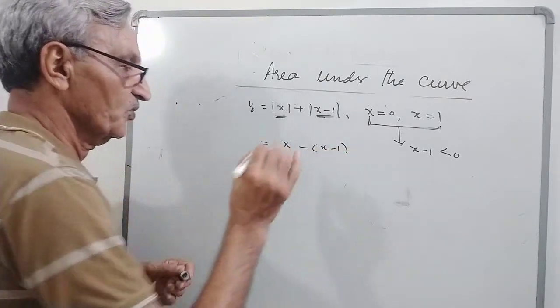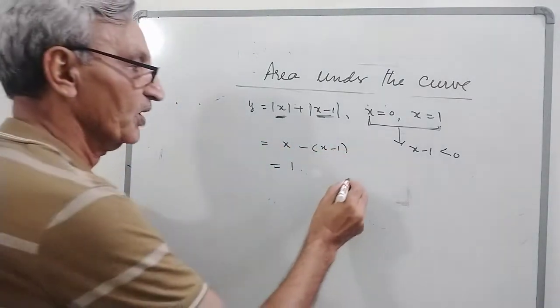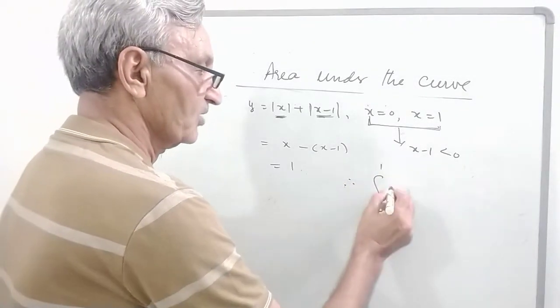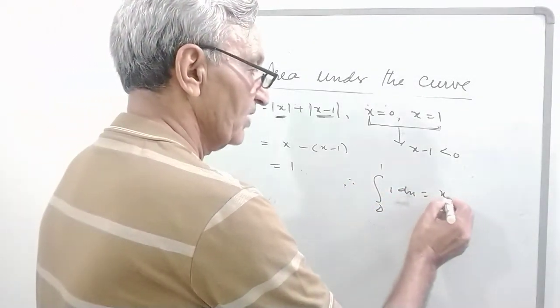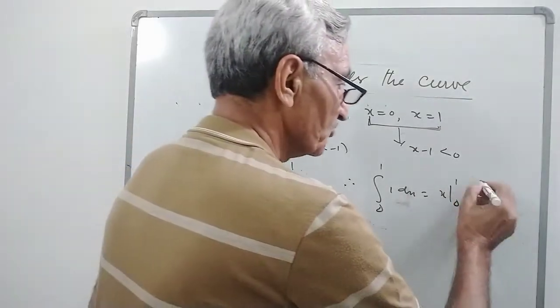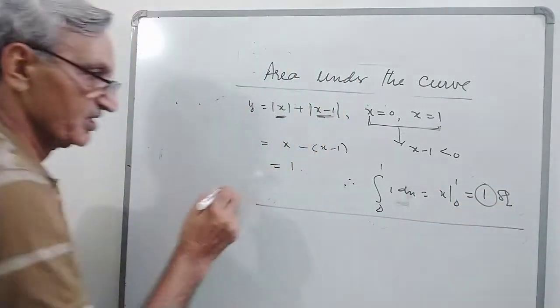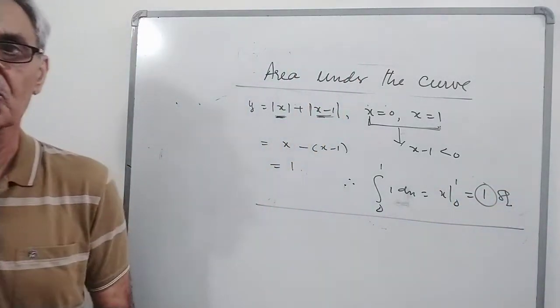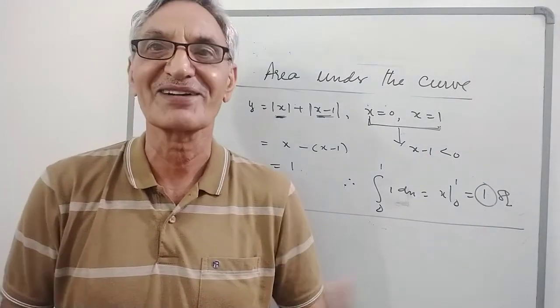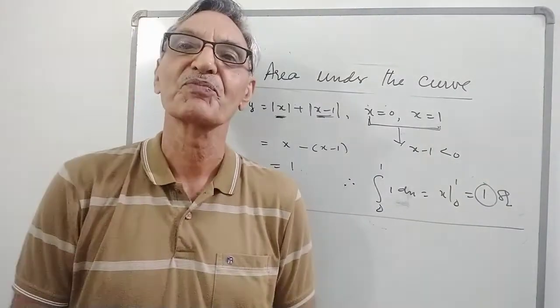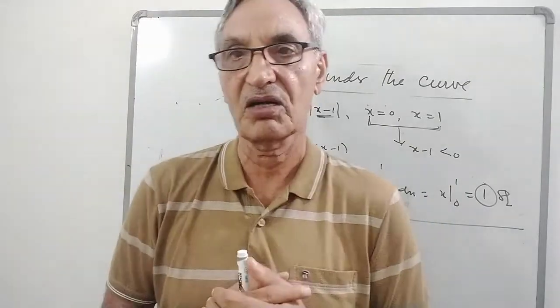And this is only 1. Therefore, the area is equal to the integral from 0 to 1 of 1 dx, which is x from 0 to 1, and the answer is 1 square unit. That's the question. It will look slightly difficult, but now it becomes simple. This is how we can do the question of modulus.